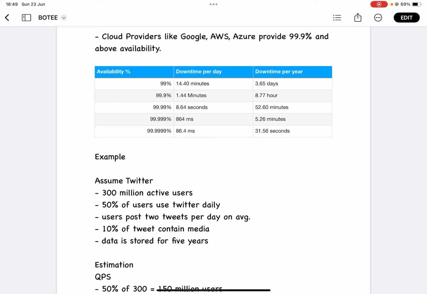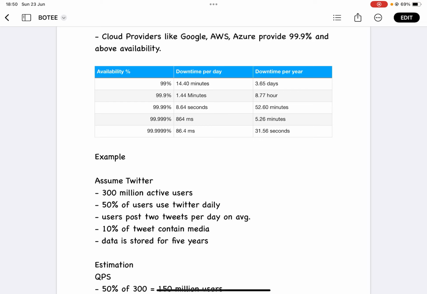Similarly, in the other cases, 99.9999% refers to a downtime of 86.4 milliseconds per day, and per year you will have 31.56 seconds of downtime. So these are the availability numbers. They need to be understood because while you're building an app or any system, you have to ensure how much load it can take and what the possibilities of failure are. So for that you need to understand the availability numbers.